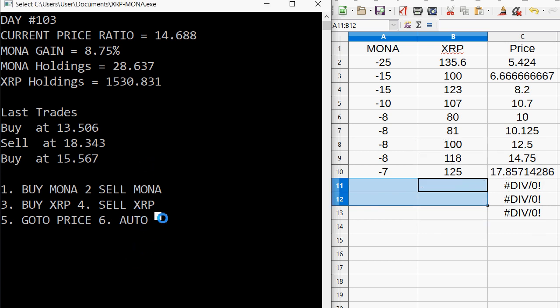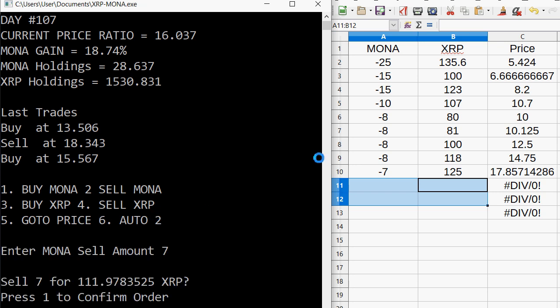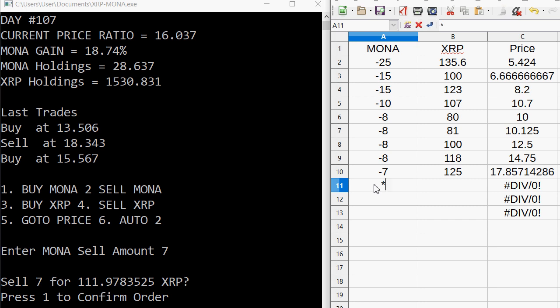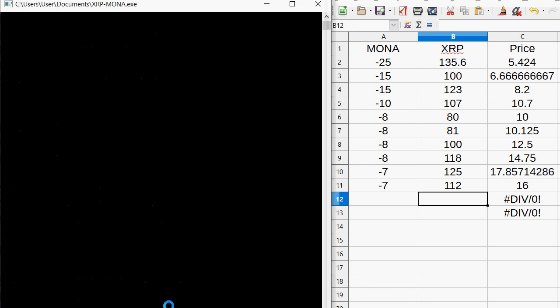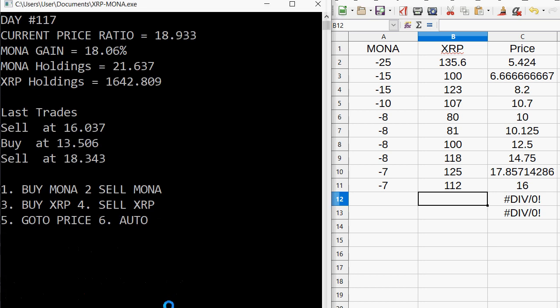Mona gains 8.7. Let's try to do better than that. If it's going to go up, it does. So let's go ahead and maybe sell 7. And then go 112 on this end. Doing this gives you experience, doing this over and over. If there's any more codes, give me requests. I got 55 of these pairings available. I'm just doing this for fun here and there.